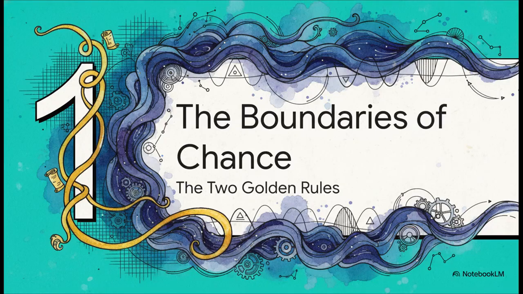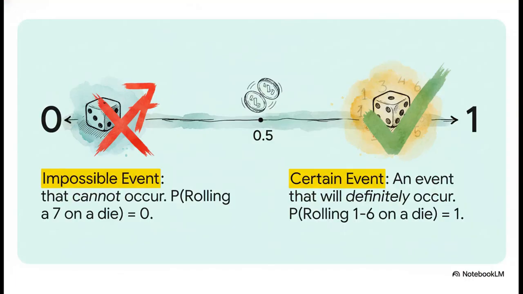So if probability is this big, powerful thing, it's got to have some rules, right? You bet it does. Before we can start calculating stuff, we need to know the 2 golden rules, the absolute boundaries of chance. Rule number 1 is the range rule. And honestly, it's super simple. It just says that any probability has to be a number between 0 and 1.